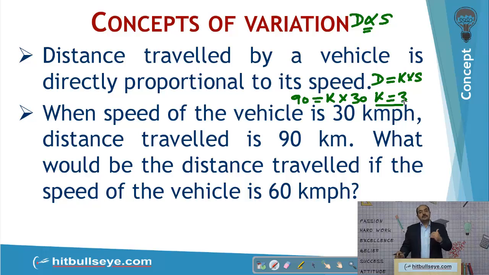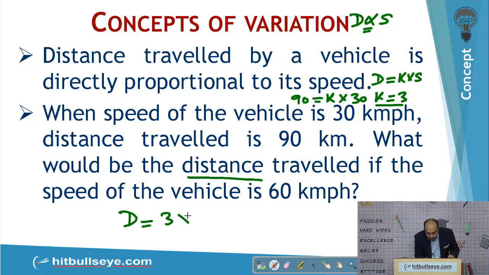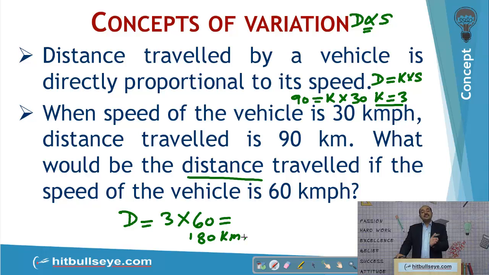We'll use this value in the second scenario, which says we need to find the distance when the speed is 60. So can we say, using this equation, distance equal to k into s gives us distance equal to 3 into 60, gives us the answer as 180 kilometers. Moving on down to the next concept.